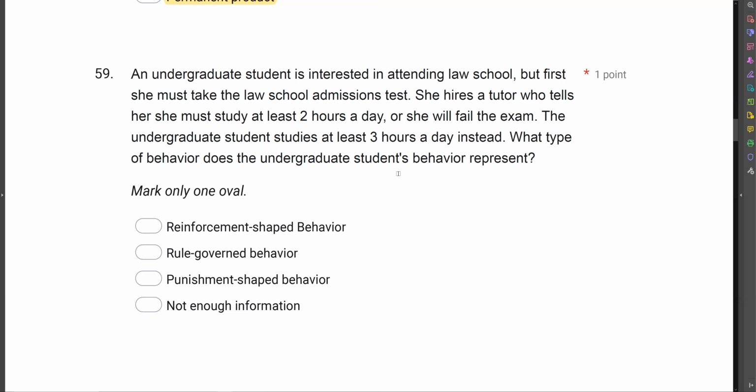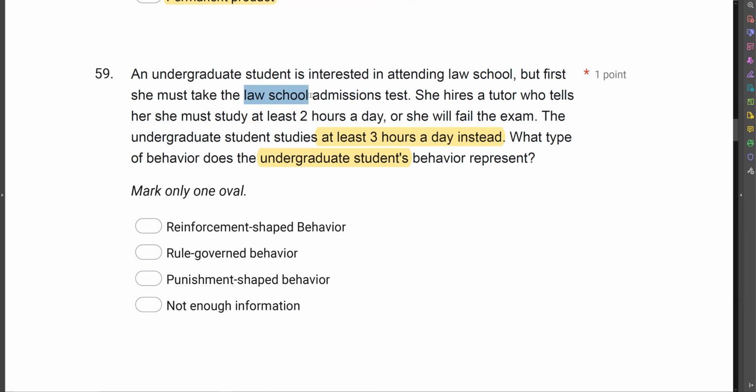So whose behavior are we looking at? Start there. The undergraduate student's. And what is the undergraduate student doing? Well, she's studying 3 hours a day, every day. So her behavior is obviously maintaining and it's continuing. But why? You have to ask yourself, but why? What caused the behavior change?